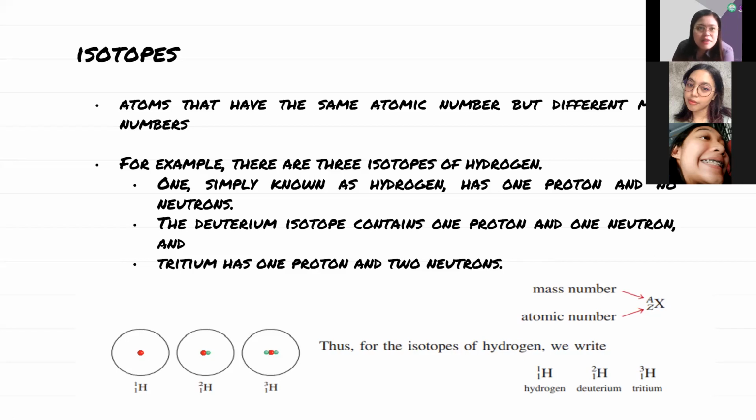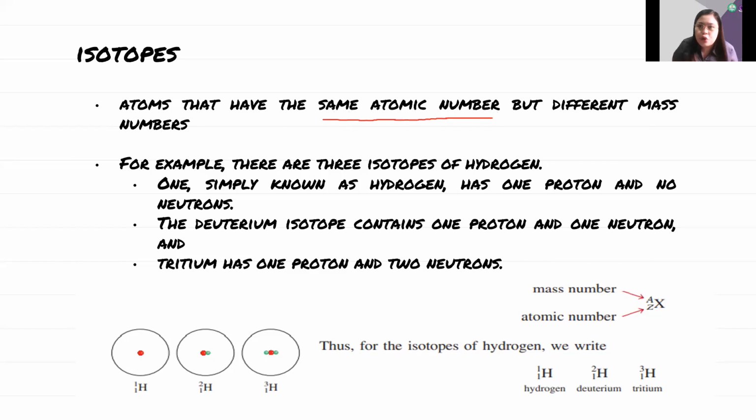No more? So let's move on to isotopes. This one is a new topic since it is not included in the laboratory. So when we say isotopes, class, they are atoms that have the same atomic number. Again, the number 1 characteristic of isotopes is that they have the same atomic number. So what is different in isotopes? They have different mass numbers.